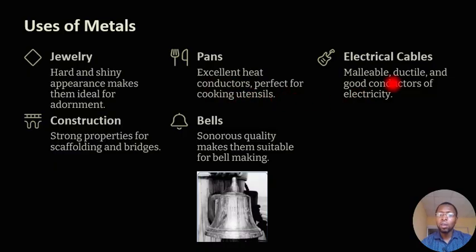We use metals in making cables because they are ductile and we can bend them. Also, because they are good conductors of electricity, we use them in making electrical cables. We also use metals in making bells because their sonorous quality of sound makes them suitable for making bells.